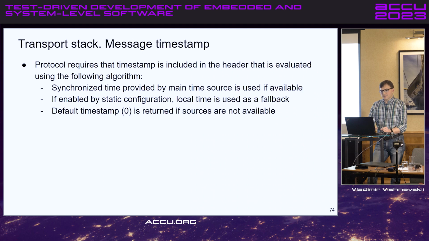Now we have another part of our code called message timestamp. We need to evaluate message timestamp again, based on real life, but made up. We have the time source provided by the platform, which is synchronized from some master time source. In our case, it can be HMI. This one should be included if it is available. If it is not, and the system is configured to use some fallback, we take the local clock. So a very simple condition: either the main clock is available or we use the local one.